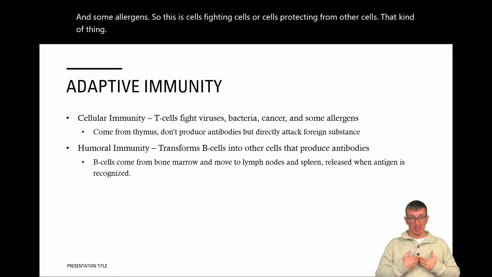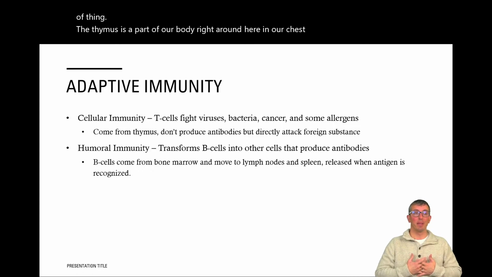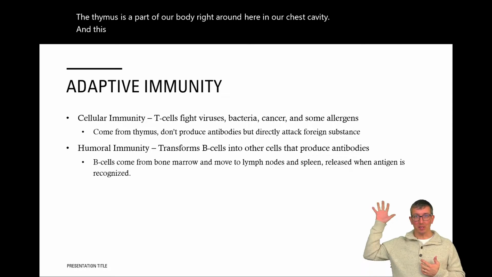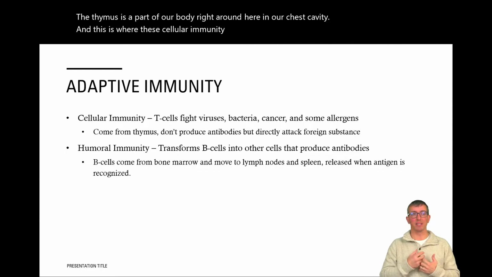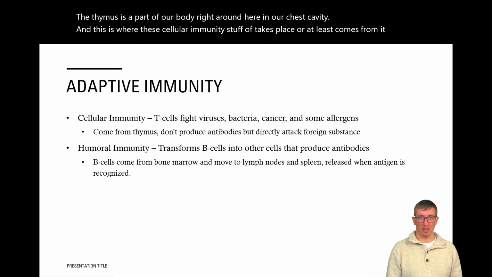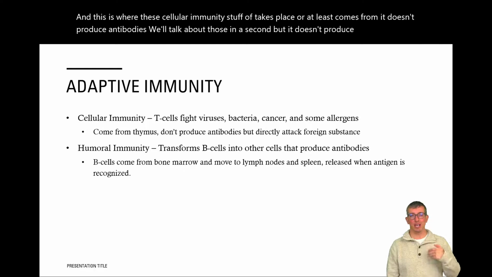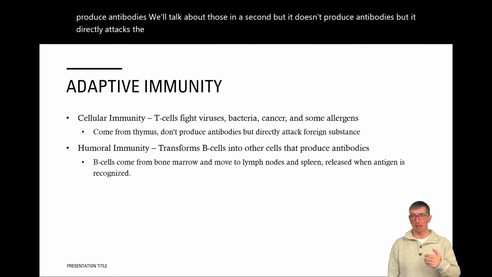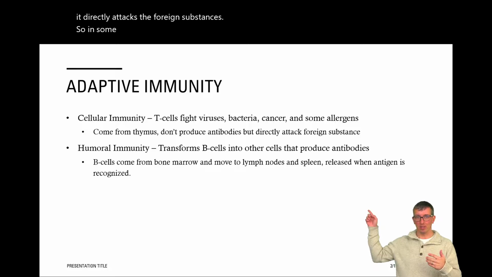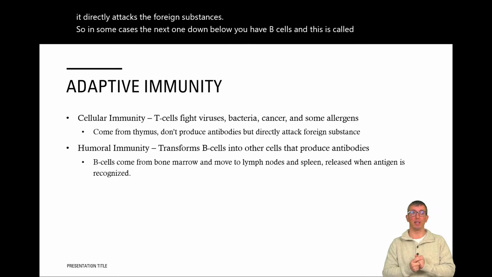The thymus is a part of our body right around here in our chest cavity. And this is where this cellular immunity stuff takes place, or at least comes from. It doesn't produce antibodies. We'll talk about those in a second. But it doesn't produce antibodies, but it directly attacks the foreign substances. So in some cases, the next one down below, you have B cells, and this is called humoral immunity.